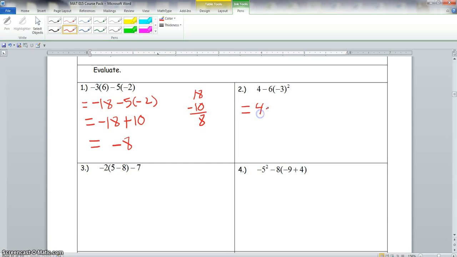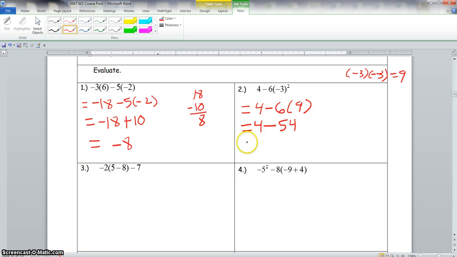So we would have 4 minus 6, and this negative 3 in parentheses squared, we can go off to the side and say negative 3 in parentheses times negative 3 in parentheses. We know that will give us a positive 9. So we will have this minus 6 times positive 9. Now we have subtraction and multiplication, so we do the multiplication first. We bring down this 4, and take this minus 6 times positive 9. A negative times a positive will give us a negative, and 6 times 9 is 54.